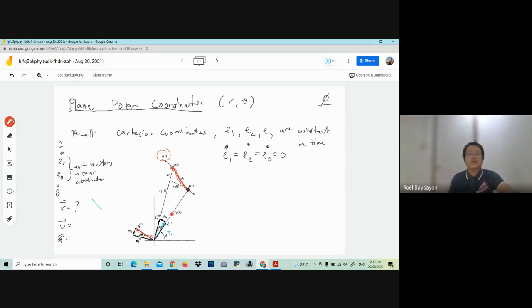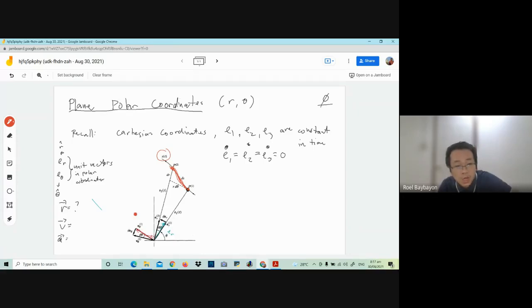Meaning, if you take the dot product of e_r and e_theta, the dot product of these two unit vectors is equal to 0. So now, you move from point 1 to point 2. At point 1, this is my e_r, so I call that one e_r1, the radial unit vector at point 1. And I also have e_theta at point 1.